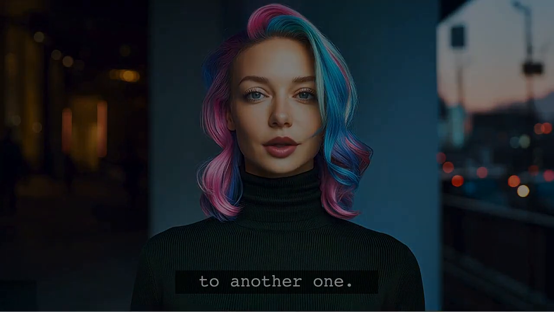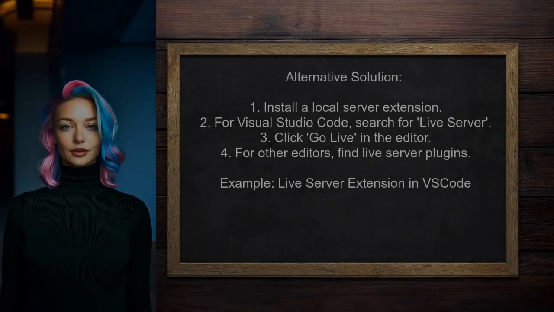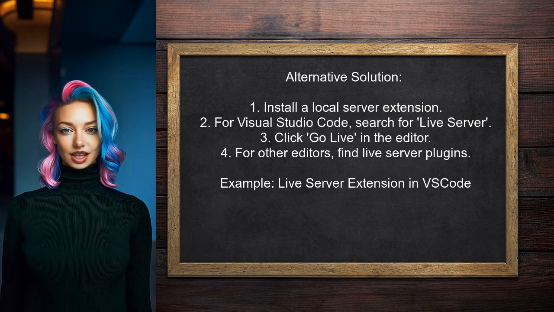Let's move on to another one. One alternative solution is to install a local server extension. If you're using Visual Studio Code, you can search for the Live Server extension and install it. This will give you a Go Live option at the bottom of your editor. For users of other editors like Atom or Sublime, look for similar live server plugins.